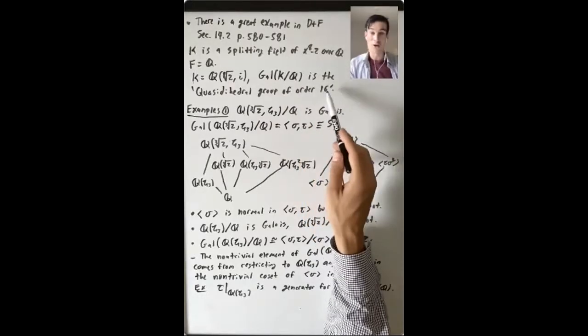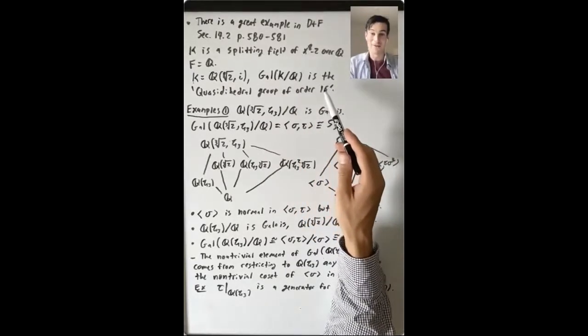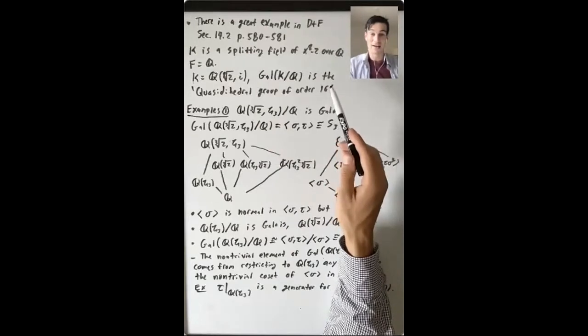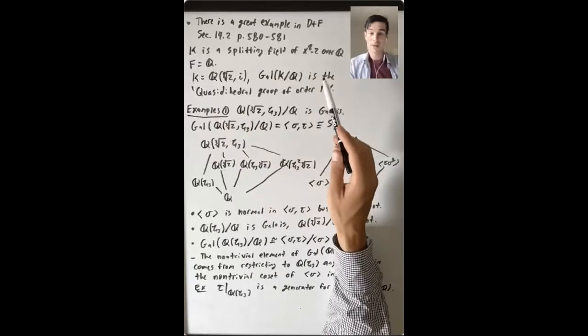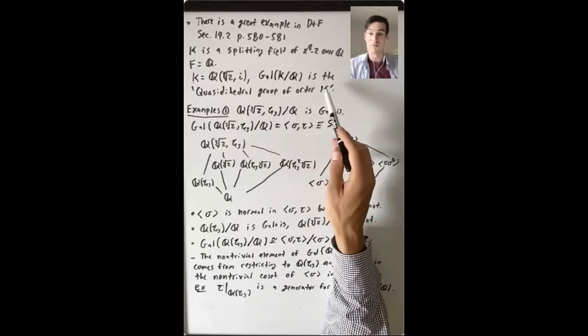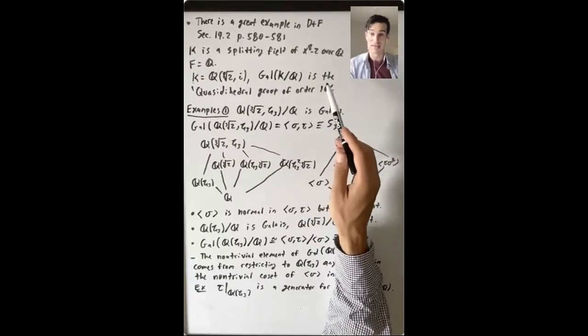This is a large group. It's sort of challenging to write down the lattice of subgroups and the lattice of subfields of K containing Q. But seeing them side by side is really helpful in understanding what the Galois correspondence is saying.